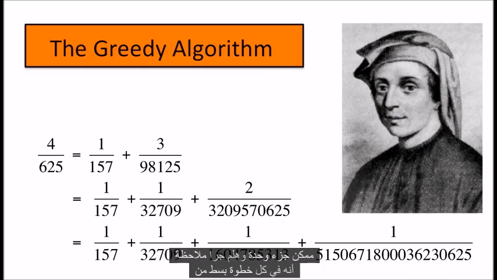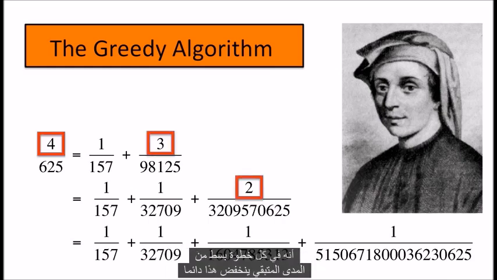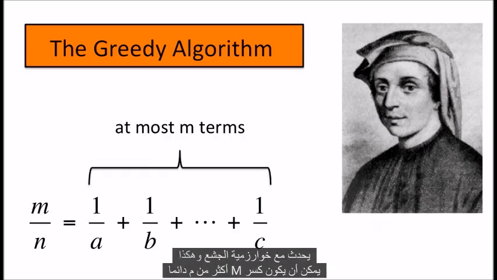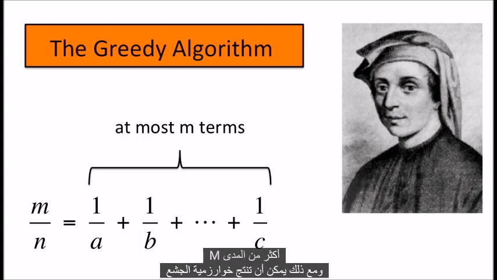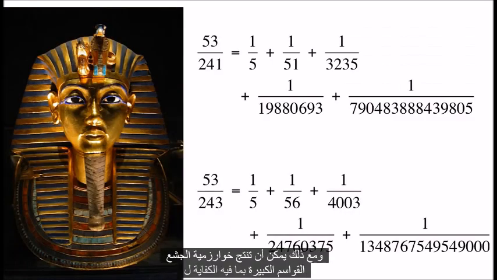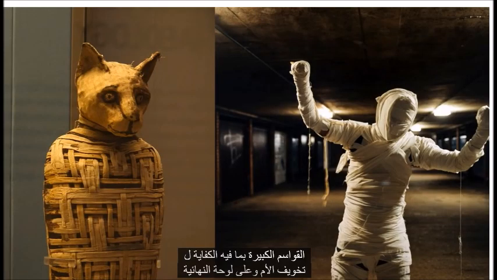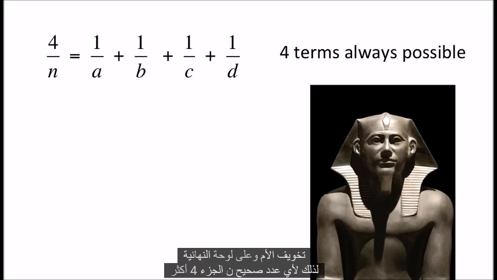Note that in each step, the numerator of the remaining term goes down. This always happens with the greedy algorithm, and so the fraction m/n can always be written as an Egyptian fraction with no more than m terms. However, the greedy algorithm can produce denominators that are big enough to scare a mummy and a mummified cat. So, for any integer n, the fraction 4/n can be written as an Egyptian fraction with at most 4 terms.